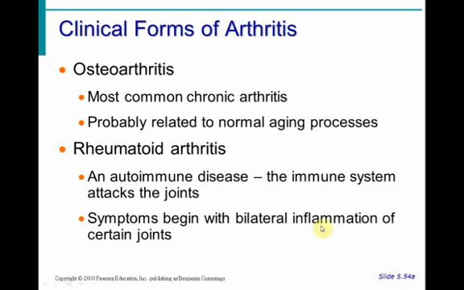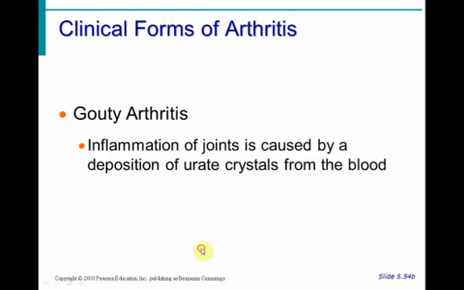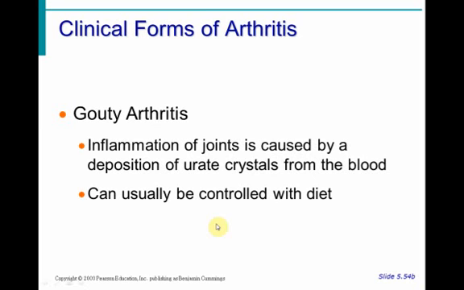Symptoms of rheumatoid arthritis include bilateral inflammation, whereas in osteoarthritis you may have just one elbow that has arthritis. A sign that it could be rheumatoid arthritis is if you have equal pain in both joints on both sides of the body. That's a sign that it's going to be autoimmune and not caused by overuse or aging. This type of arthritis can be so damaging that it will actually cause joint deformity. There's gouty arthritis, which is inflammation of the joints caused by urate crystals from the blood. This can usually be maintained with diet.